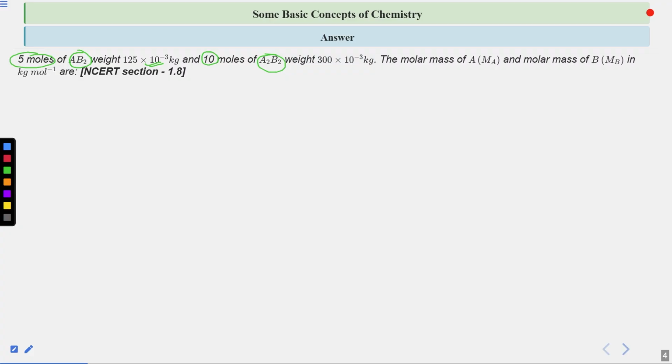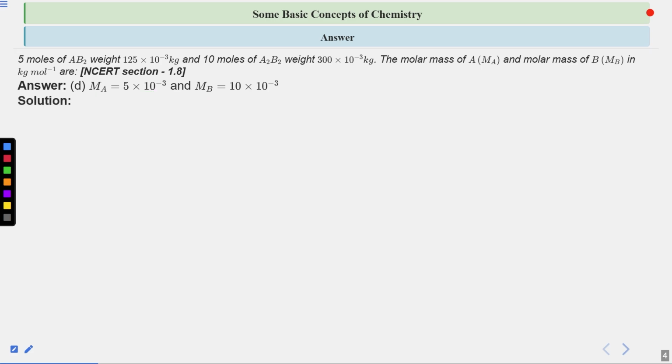Now let's see how we can solve it. Remember that the answer should be in kg per mole. If you do so, then the molar mass of A comes out to be 5 into 10 to the power minus 3, and the molar mass of B comes out to be 10 into 10 to the power minus 3. So that is option number D.